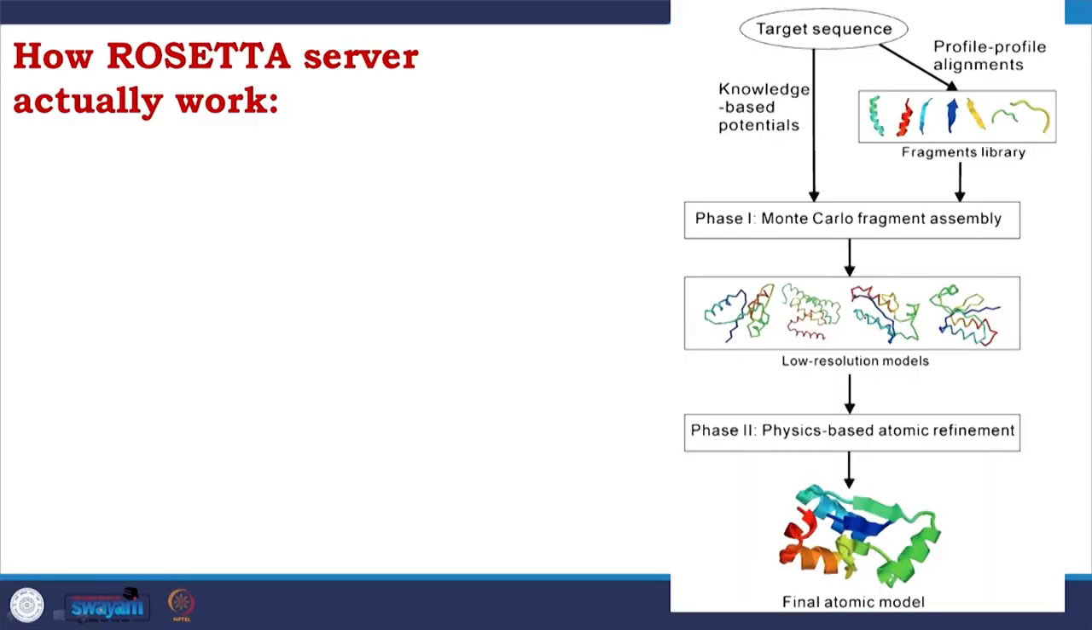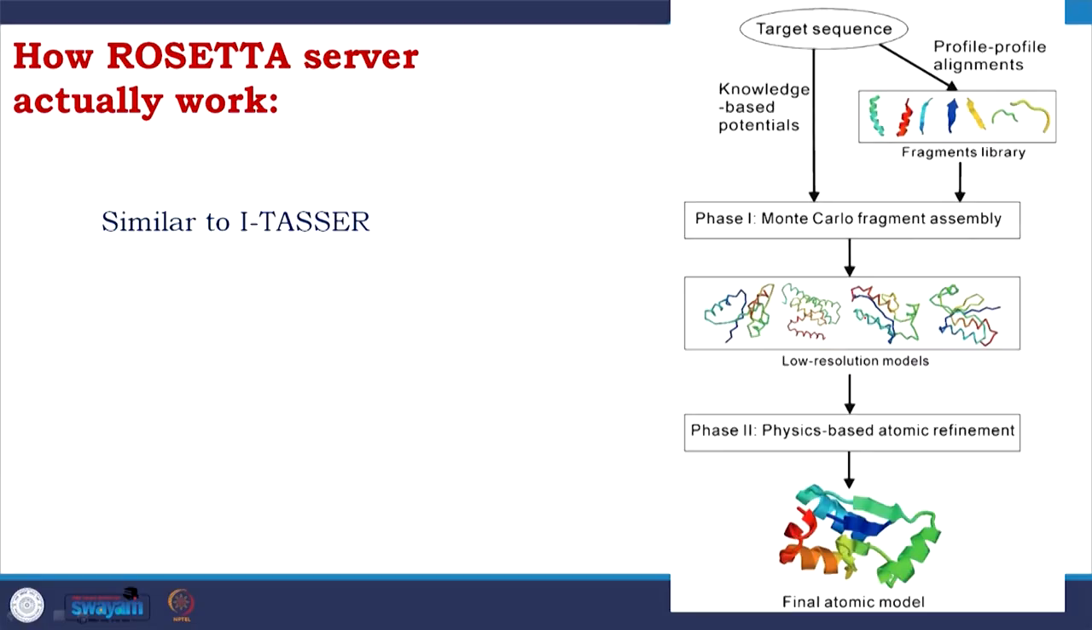From using Monte Carlo, you come to the low resolution model and then you make physics based atomic refinement. Now, as you have already gone through in detail in X-ray crystallography, and in part in cryo-electron microscopy, you know what atomic refinement is. You know the library parameters, the bond angle, the bond distance, the dihedrals and everything, and based on them you do energy minimization to match that. That is called refinement, and you do the refinement and you come to the final atomic model.